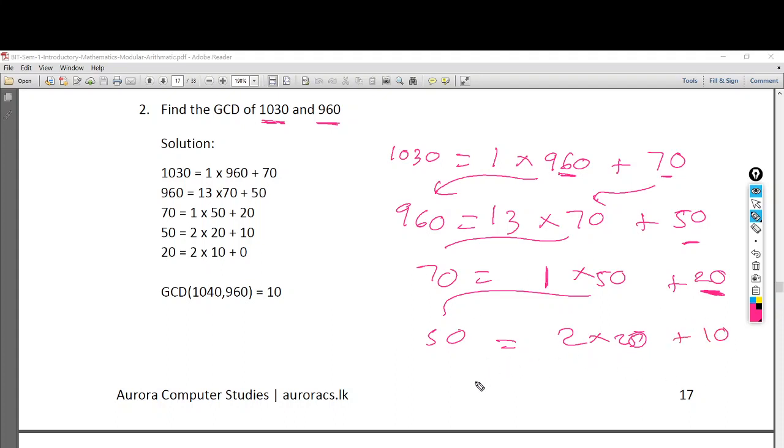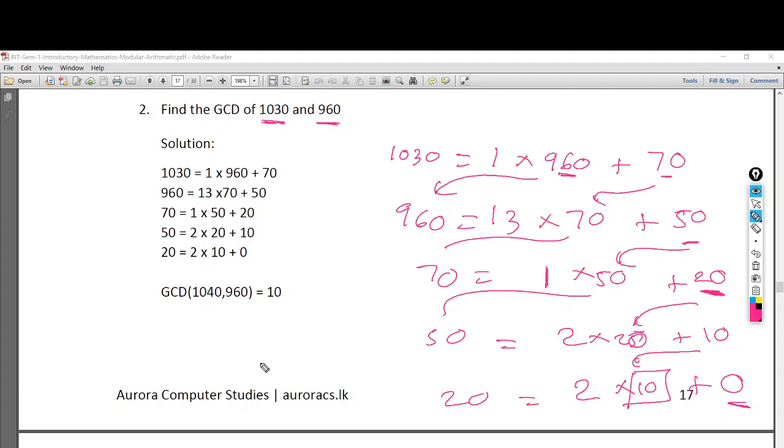Now again you have to do it. 20 is how many multiples of 10, because 10 you have to take here. So it is going to be 2, and now it is 0, and now we can stop. So by the time this value is your GCD. So the GCD of 1030 and 960 is 10, right?